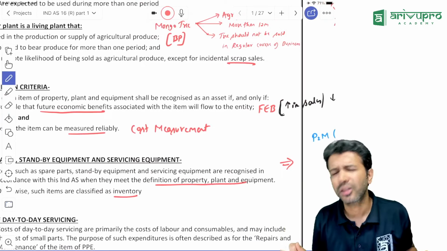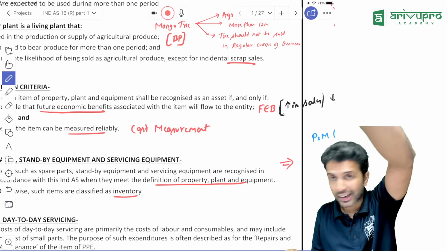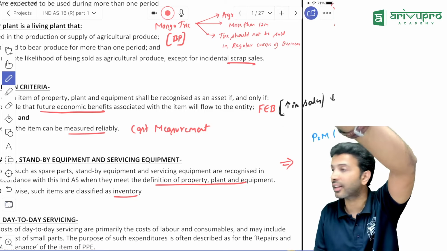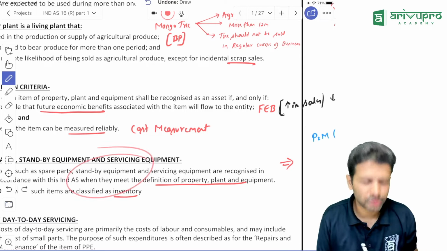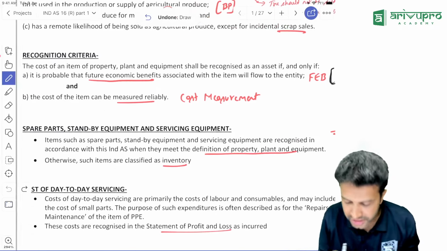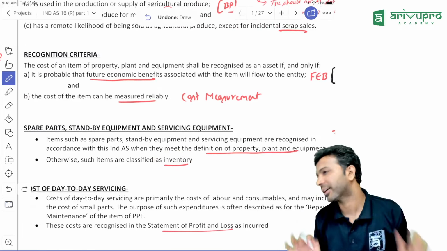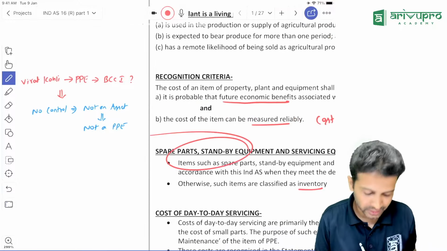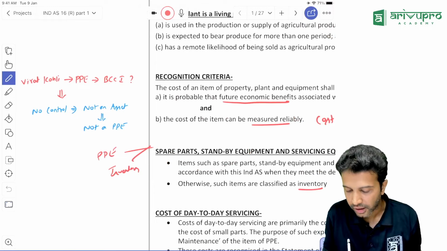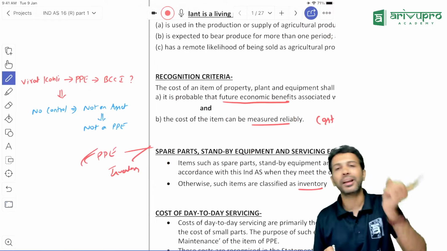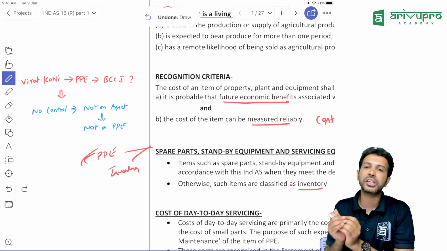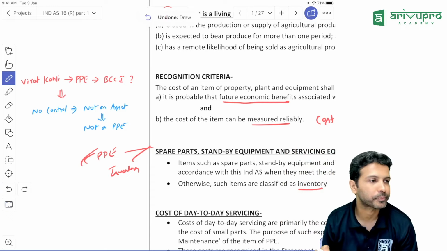The standard is very simple. If you want to recognize PPE in your balance sheet, how many conditions are there? 5 conditions. This is what they're trying to say. If those conditions are satisfied, go ahead and recognize it as PPE. If the condition is failed, recognize it as an inventory. So standby equipment and spare parts will either be recognized as PPE or as inventory. If the condition is satisfied, it will be recognized in your balance sheet as property, plant and equipment. Otherwise, it will be classified as an inventory. That's all it is. Done, sir?